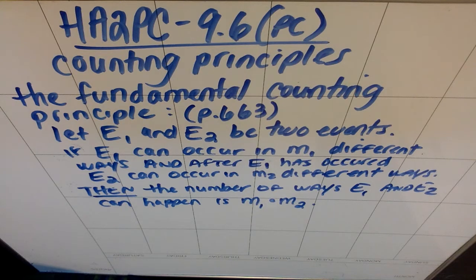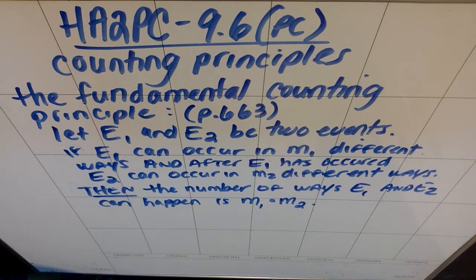It's not. I'm going to read you what the textbook has on page 663, and then I'm going to walk you through what it means logically. So let E sub 1 and E sub 2 be two different events. If E sub 1 can occur in M1 different ways, and after E sub 1 is done, E sub 2 can separately occur in M2 different ways, then the number of ways E1 and E2 can happen together, overall, is M1 times M2.